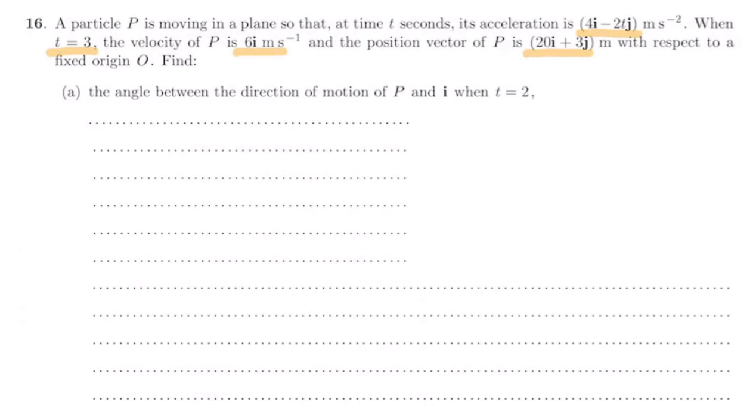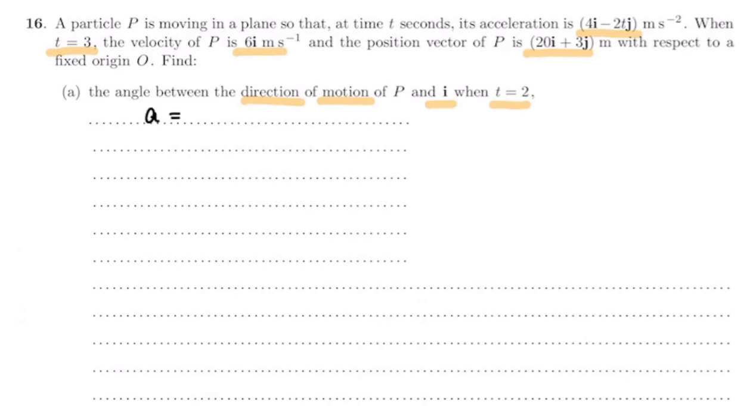Okay, so the first thing we're asked to do is find the angle between the direction of motion and the i, which remember is horizontal, when t is 2. Now, direction of motion is always when we're moving, so we need the velocity. Okay, so let's have a look at what we've got.